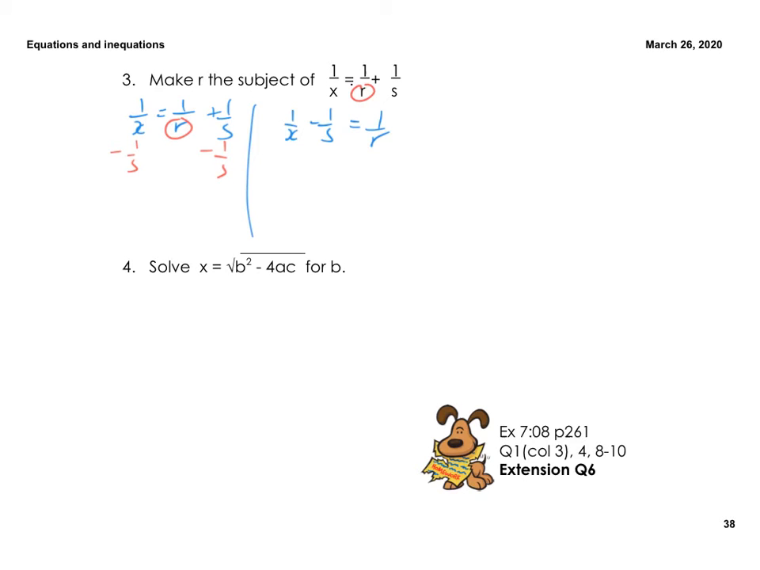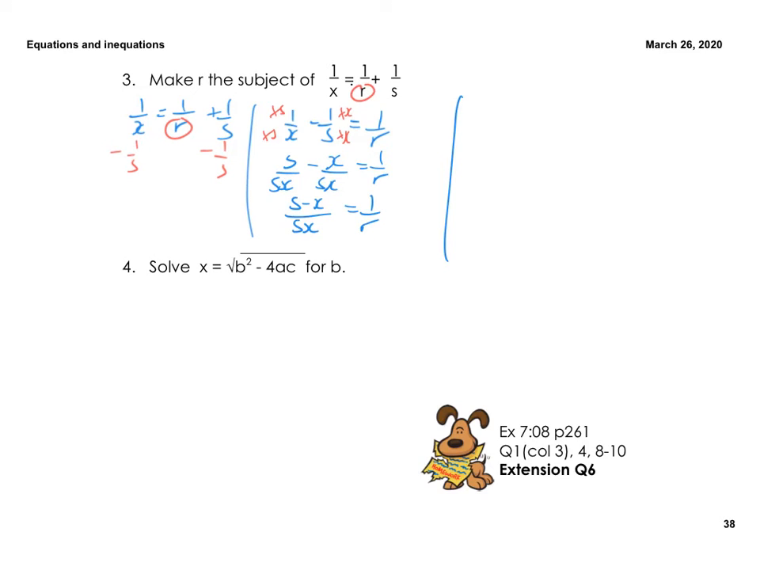Then the next step, I would probably get a common denominator here. So I would times s times x times s. So my common denominator is sx. So s over sx minus x on sx equals 1 on r, which is s minus x on sx equals 1 on r. Like I said, this question is really hard.